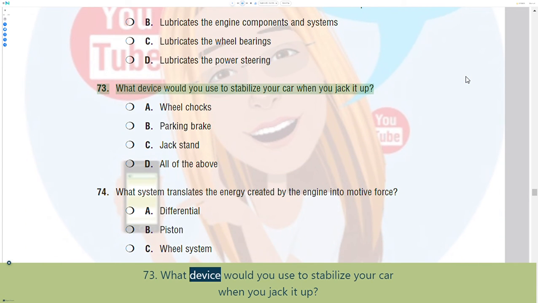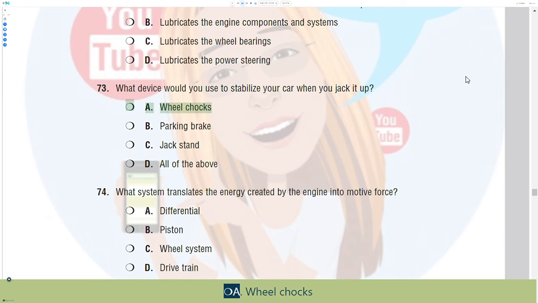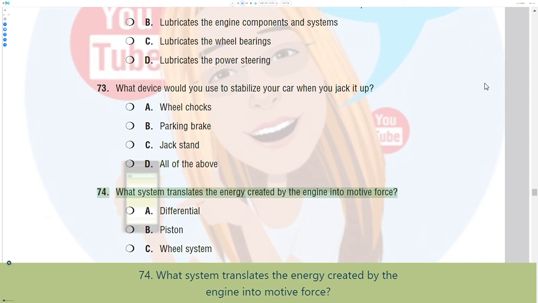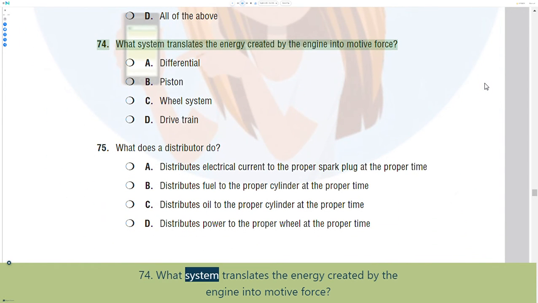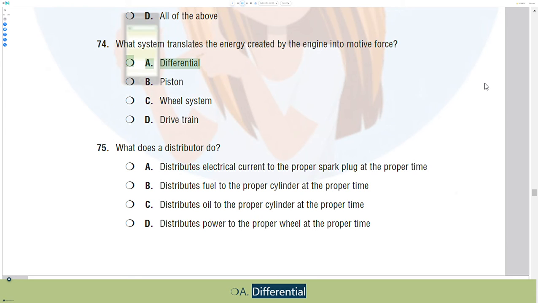73. What device would you use to stabilize your car when you jack it up? A. Wheel chocks. B. Parking brake. C. Jack stand. D. All of the above. 74. What system translates the energy created by the engine into motive force? A. Differential. B. Piston. C. Wheel system. D. Drivetrain.